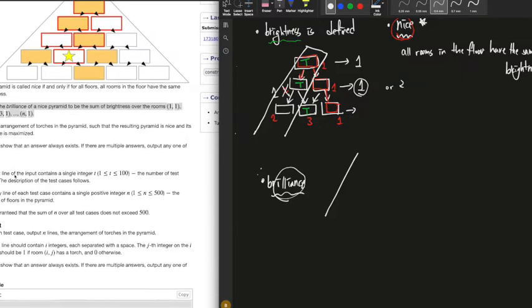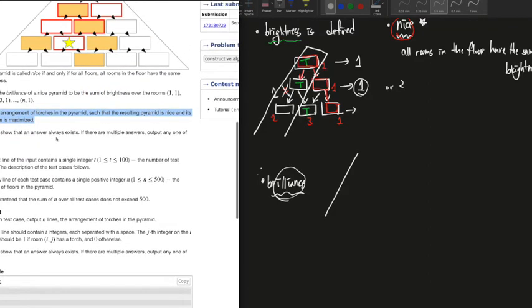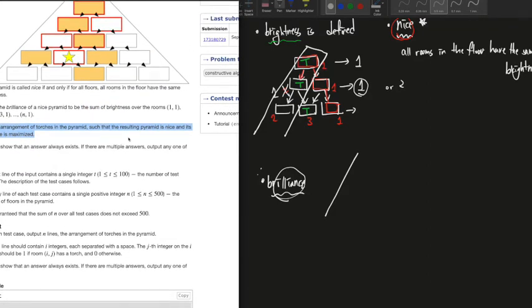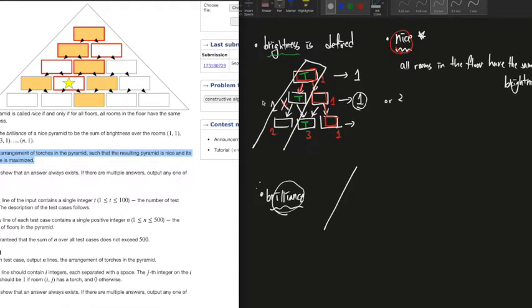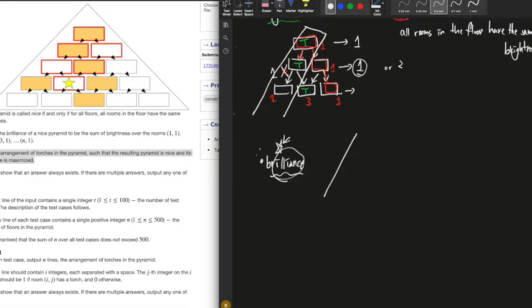So the purpose of this problem is to find an arrangement of torches in the pyramid such that the resulting pyramid is nice and its brilliance is maximized. So we need to maximize brilliance first? No. The pyramid has to be nice first, and then maximize brilliance. So how can we solve this problem?